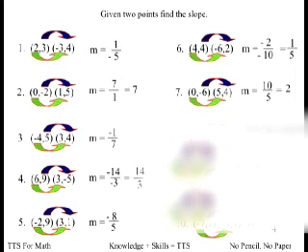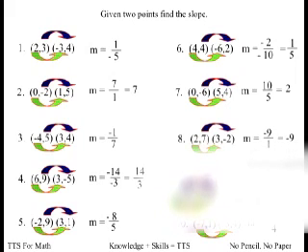Let's look at number 8. We're going to go from 7 to negative 2. That means we're going to be going down. From 7 to 0 is 7. Then we're going to go down 2 more. So therefore, we get a negative 9. Now we're going to do changing x. From 2 to 3, I've got to go up 1. So m equals negative 9 over 1, which equals negative 9.